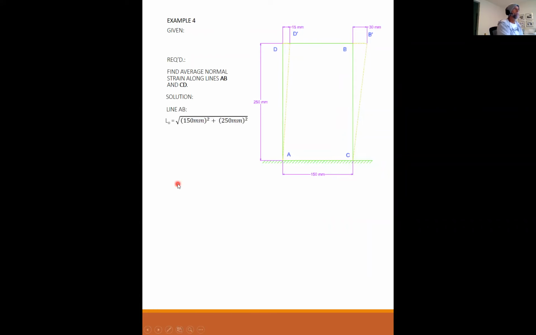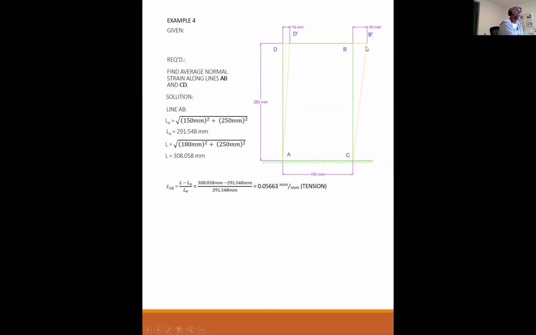Solution. For line AB, our original length, you can use the Pythagorean theorem, where the horizontal is 150 and the vertical is 250. I just take the square root of the sum of the squares, and my original length is 291.548 millimeters along the diagonal. For my new length, L, I do the exact same thing, but now the horizontal is the 150 plus the 30, so that's 180, over the 250. And my new L is 308.058. Therefore, my average strain along AB is 308 minus 291, over 291, which is 0.05663 millimeters per millimeter. And it is positive. It did stretch out.